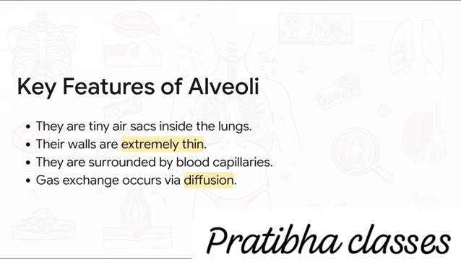One, there are millions of them, which creates a huge surface area. Two, their walls are incredibly thin. We're talking just one cell thick. And three, they are wrapped in this dense web of tiny blood vessels called capillaries. This perfect setup lets oxygen and carbon dioxide move easily across the walls through a process called diffusion, which is really just a fancy way of saying molecules move from a crowded place to a less crowded place.